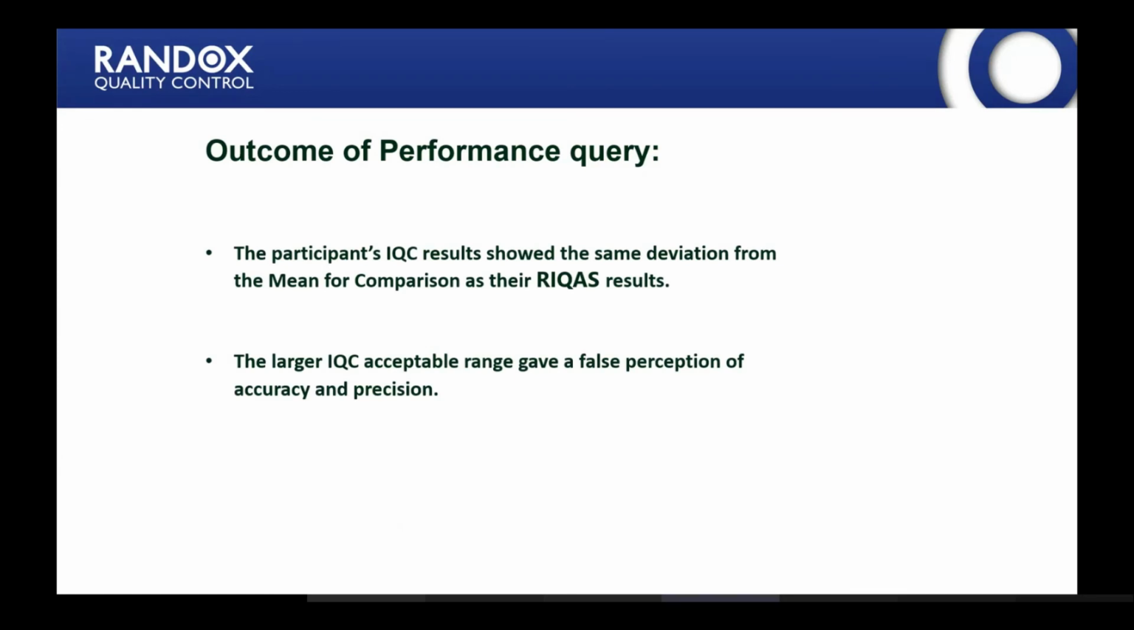Okay, so in this case, the larger internal QC acceptable range gave a false perception of accuracy, and also then precision, because they were running with a negative bias, but because they were within their limits, they just merrily went on and thought everything's fine. Now, generally the performance was okay, but it was clear that they did have a negative bias.